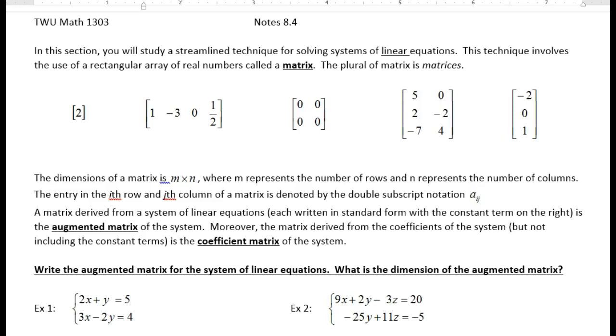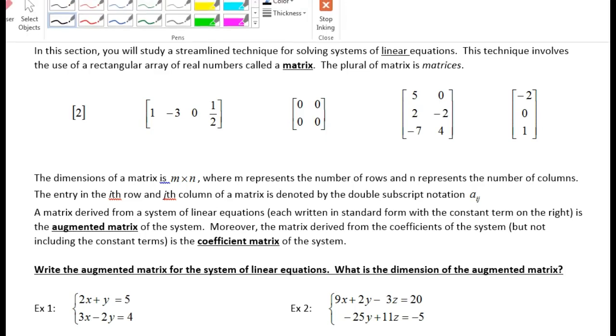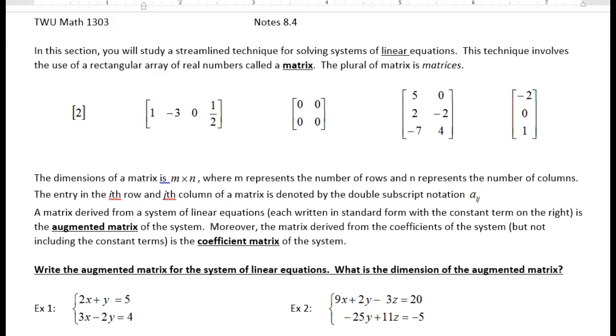All right, in 8.4, we're going to be looking at another method for solving systems of linear equations. It's a streamlined technique, and the technique involves using a rectangular array, that's a new phrase for you, of real numbers called a matrix. The plural of matrix is matrices, and all of these, what you see, are matrices, okay? They're rectangular arrays of numbers, and they come from equations. I'm going to show you where they come from.